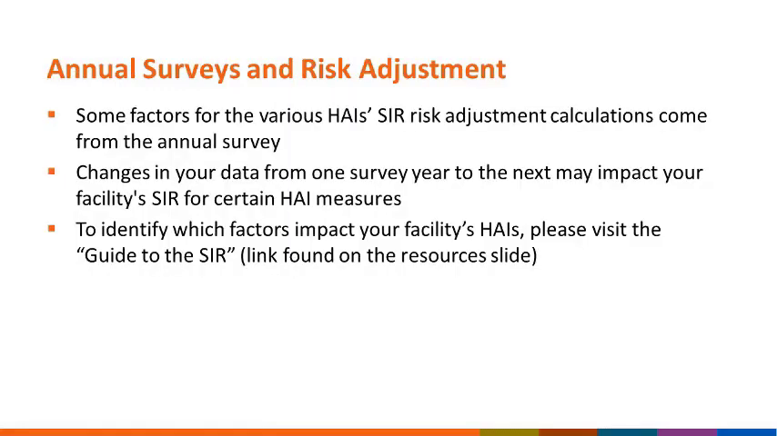In addition to providing CDC with updated information about facility characteristics and practices, the annual survey provides information that is used for various HAIs' SIR calculations. Certain data that changes from one survey year to the next that are applied to these measures can be responsible for a change in an SIR. The NHSN published guide to the SIR provides a breakdown of each facility type and HAI that uses information from the annual survey in the generation of the SIR. This is a great resource for users to gather interpretations and explanations of why an SIR can change from one year to the next.